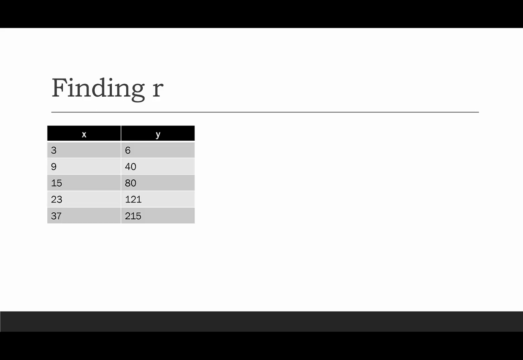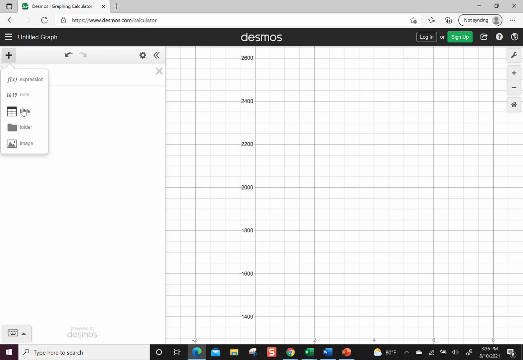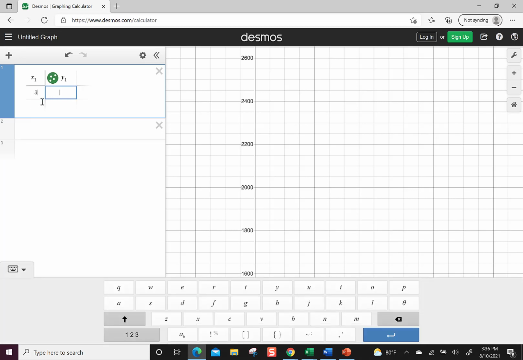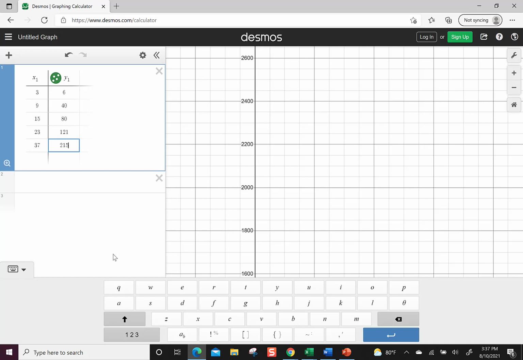So let's look at finding R without actually doing a regression. In this chart, I have the values of 3.6, 9.40, 15.80, 23.121, and 37.215. I'm going to take those values and I'm going to plug them into Desmos. We start by adding a table. I can put in my values of 3.6, 9.40, 15.80, 23.121, and 37.215. This time I was using the tab to move from cell to cell, so it would move from X to Y, and then from Y, when I hit tab, it comes back to X. So if you want to fill in row by row, use the tab.